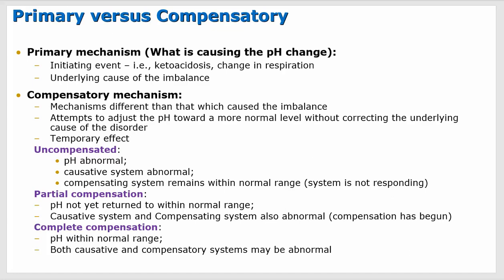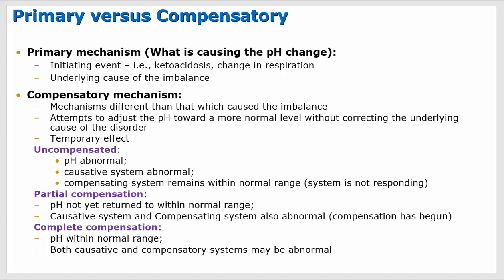Well, then we have compensation. If the imbalance is respiratory, the compensation is going to be renal, in general. So the mechanism is going to be different from the one that caused the imbalance. We're trying to adjust the pH. If it's metabolic, caused by kidney damage or kidney failure, then we're going to try to fix it through respiration, through ventilation rates. So that's our compensatory mechanism.